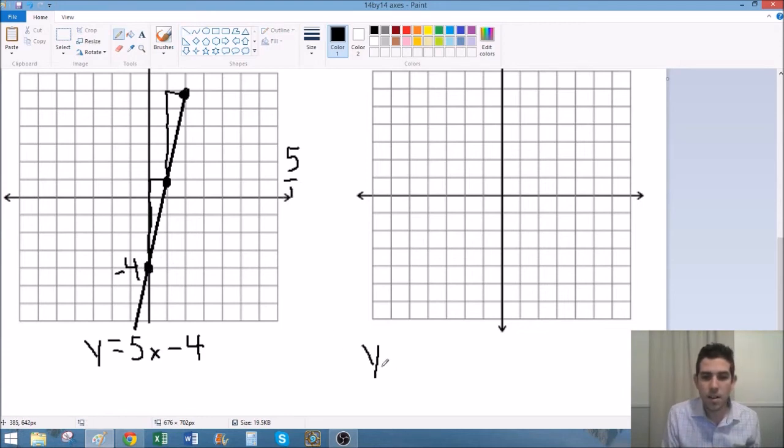Last one. y equals negative 5x plus 6. So here, where are we going to start? Well, let's look at our intercept, and we'll start at 1, 2, 3, 4, 5, 6. And this time we have a negative slope. This means negative 5 over 1.